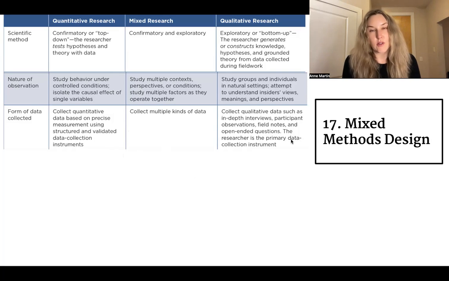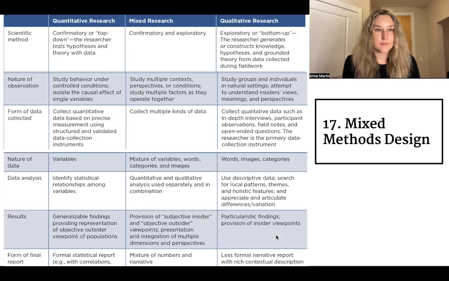And quantitative and qualitative can use multiple types of data as well. But in mixed research, there must be a component of quantitative data and there must be a component of qualitative data. So there needs to be variables, and then there also needs to be one of the 6 methods of qualitative data collection. So again, the nature of the data is variables, words, images, categories, and then a mixture.